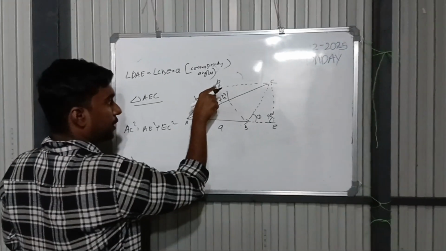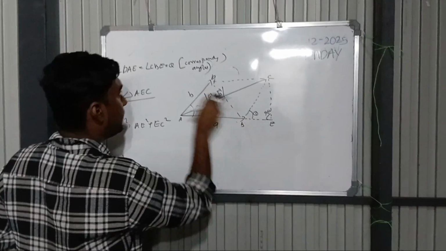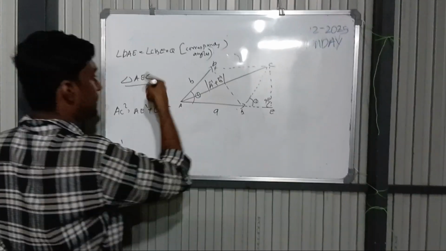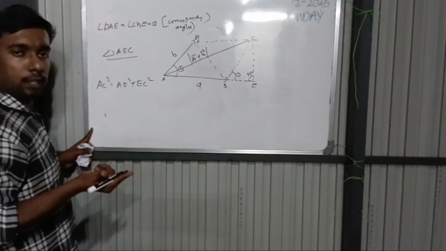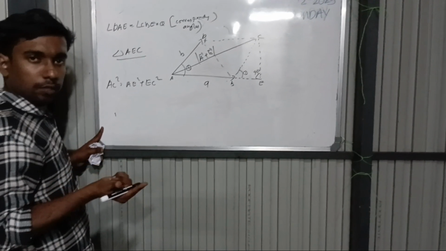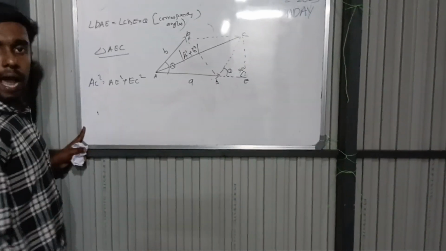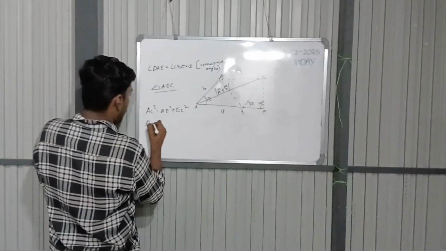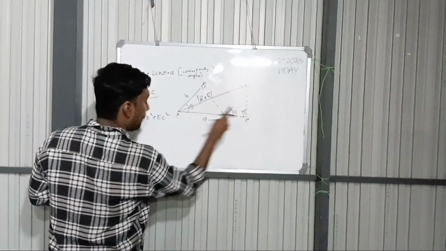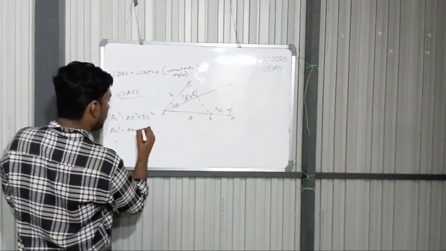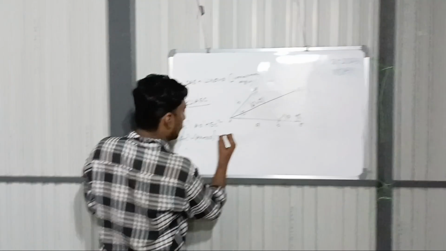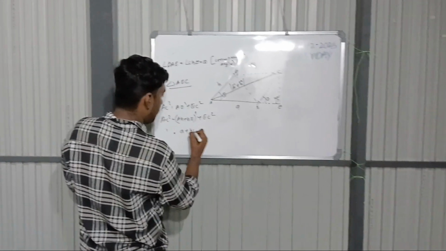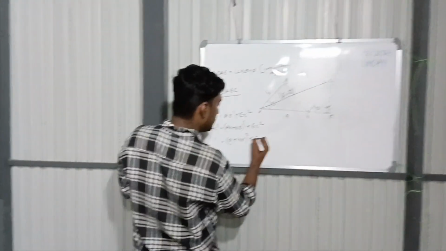Again I repeat. First of all, angle DAB and angle CBE are the same, theta, because they are corresponding angles. Then I consider the triangle AEC, a right angle triangle, for which we know the Pythagoras theorem: hypotenuse square is equal to base square plus altitude square. Now what is AE? AE is AB plus BE. So I change that portion: AC square is equal to AB plus BE all square plus EC square.